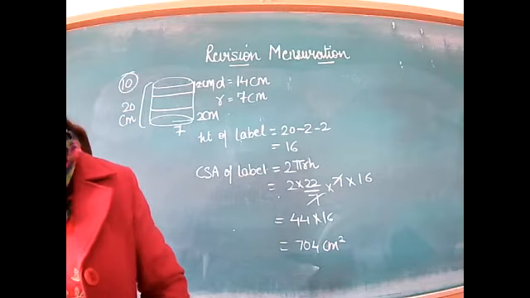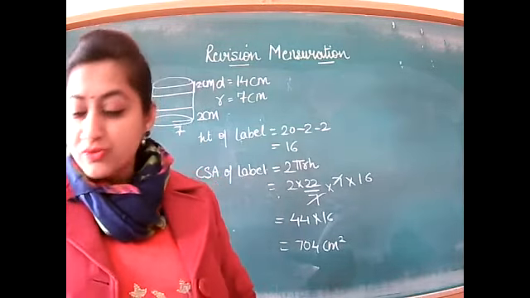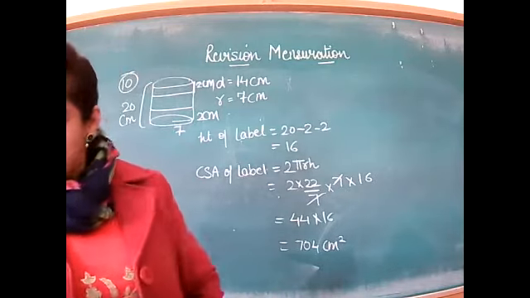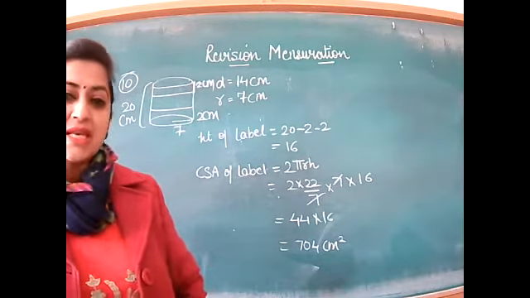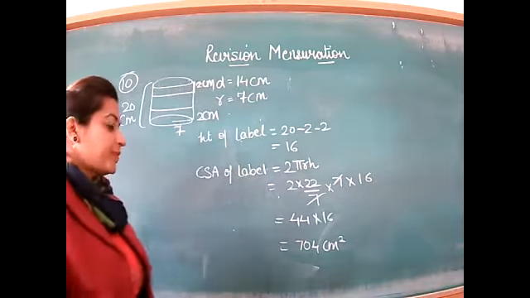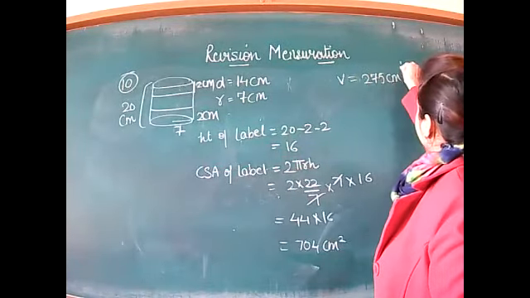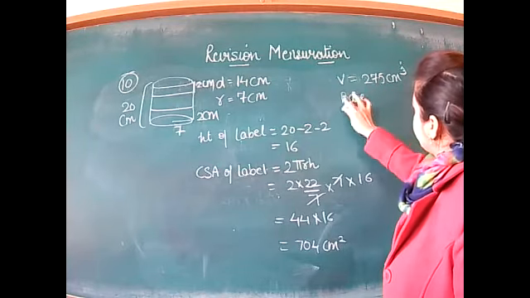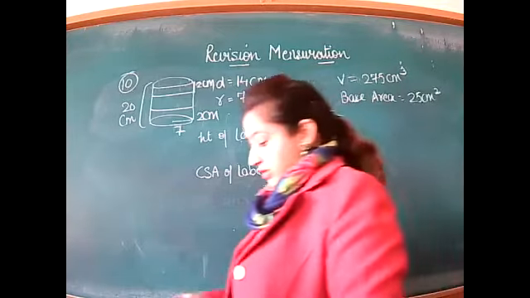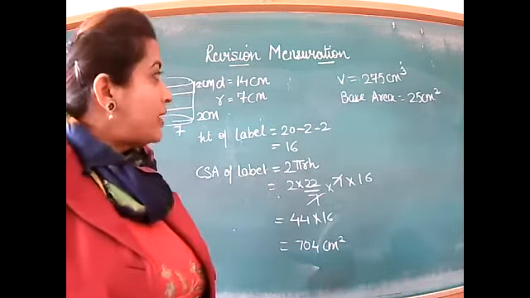Write down next question. Find the height of the cuboid whose volume is 275 centimeter cube and base area is 25 centimeter square. Volume is 275 centimeter cube. And base area is 25 centimeter square. Find the height. Yes, apply the formula of volume.